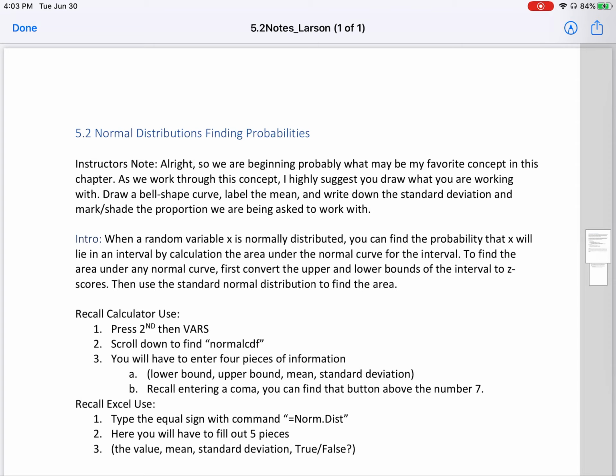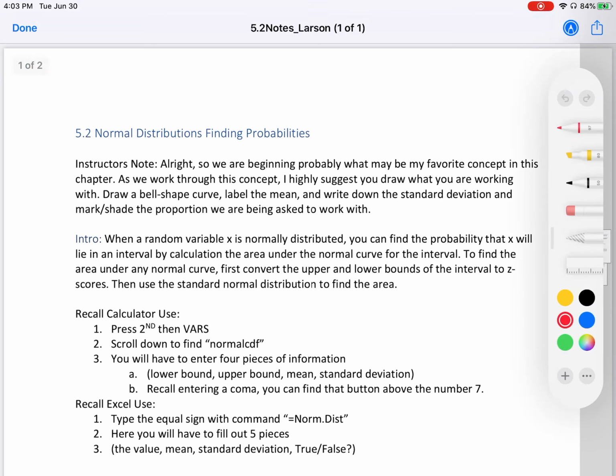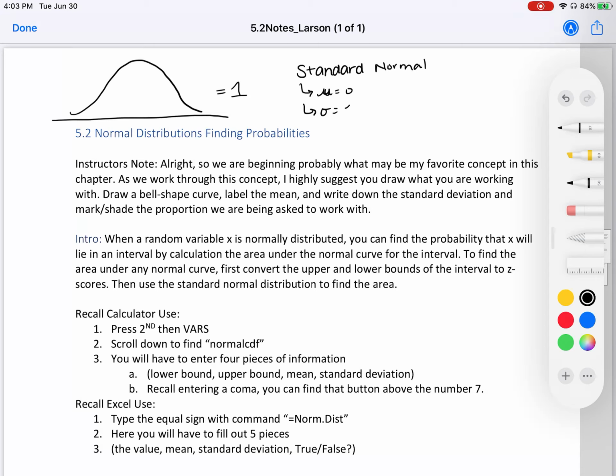Let's continue with section 5.2, normal distributions, finding probabilities. So in 5.1, we started the idea of the bell-shaped curve and its correspondence to probabilities, where all the probabilities equal 1. And we also introduced and worked with the standard normal distribution. Standard normal corresponds to the measurement among z-scores. And with that, we worked with a mean of 0 and a standard deviation of 1.